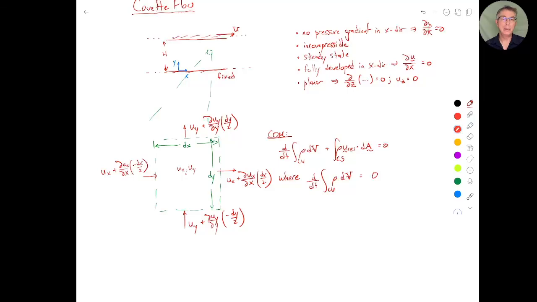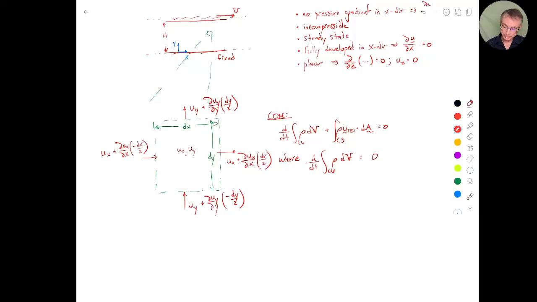Okay. In the z direction, I'm not going to worry about it because I've said that the flow is planar, so we don't have any z component. But you can do the same idea in the z direction if you wished. Okay. So now let me evaluate my mass flow rate term.